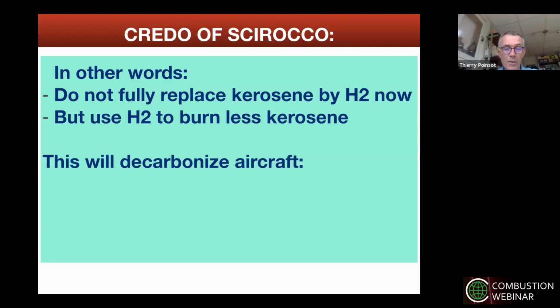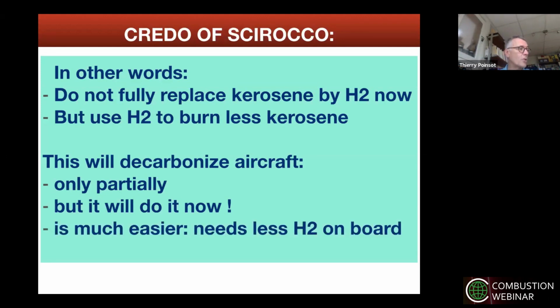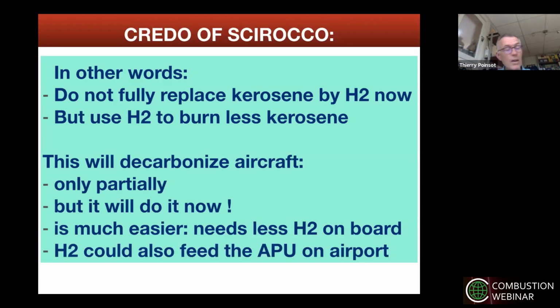This will decarbonize aircraft, only partially. Okay, it's not fully going to 100%, but it's doing it now. And that's an important problem because we need to start tomorrow, not in 50 years. It's also much easier because you need less H2 on board. You don't need this huge aircraft tank that I just showed 5 minutes ago. You could have much smaller tanks.